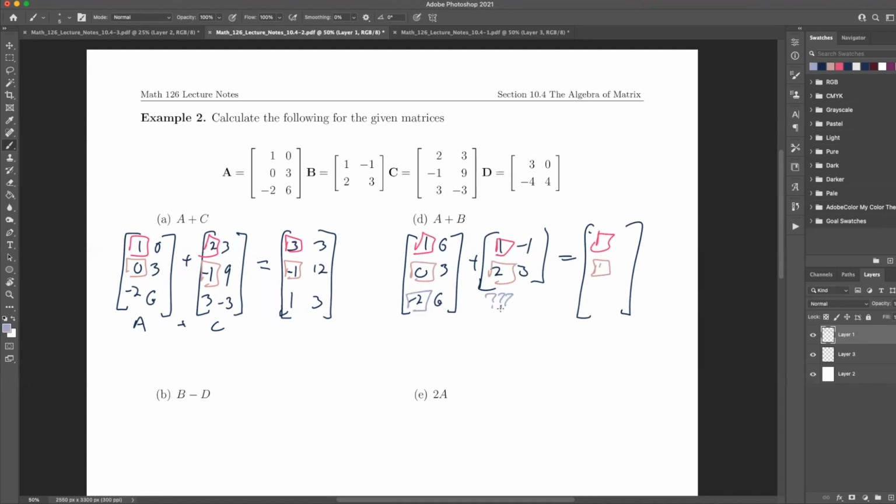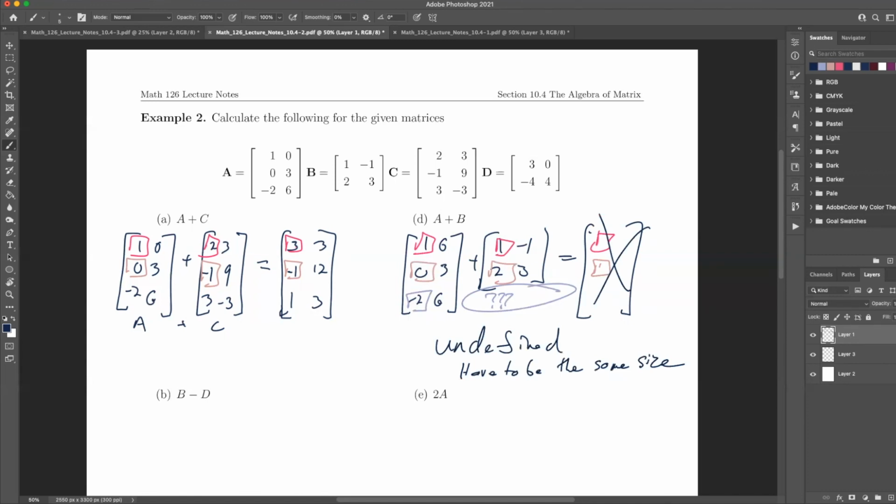right? And so there's nothing here, right? There's nothing here. And so this is what we're just going to say is not equal to anything. It's equal to undefined, right? It's undefined. So they have to be the same size. So in order to add them up, you have to be the same size.